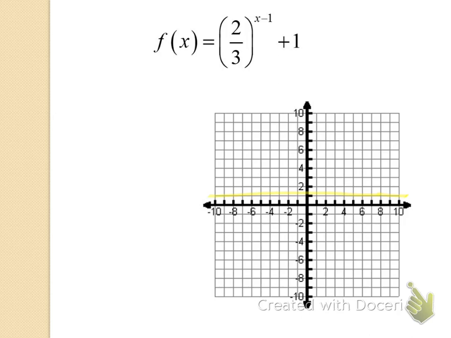We're going to say negative 1, comma, 3 and a 4th. Is that right? Okay. We're going to say 0, comma, 2.5. We're going to say 1, comma, 2. And what we're seeing now is 2, comma, 1 and 2/3. 3, comma, 1 and, what is that, 4/9? We're getting closer and closer, and what we have is this going on.